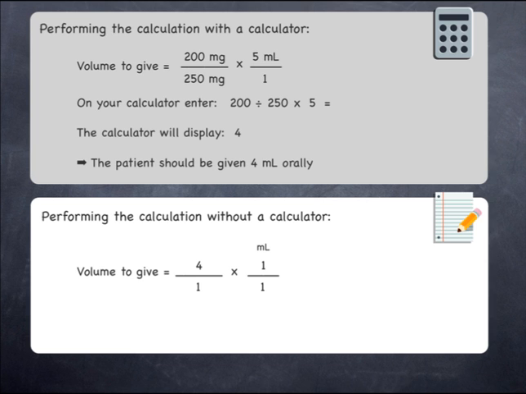Now multiply across. 4 times 1 gives 4, 1 times 1 gives 1. The answer is 4 mils. 4 mils should be administered orally.